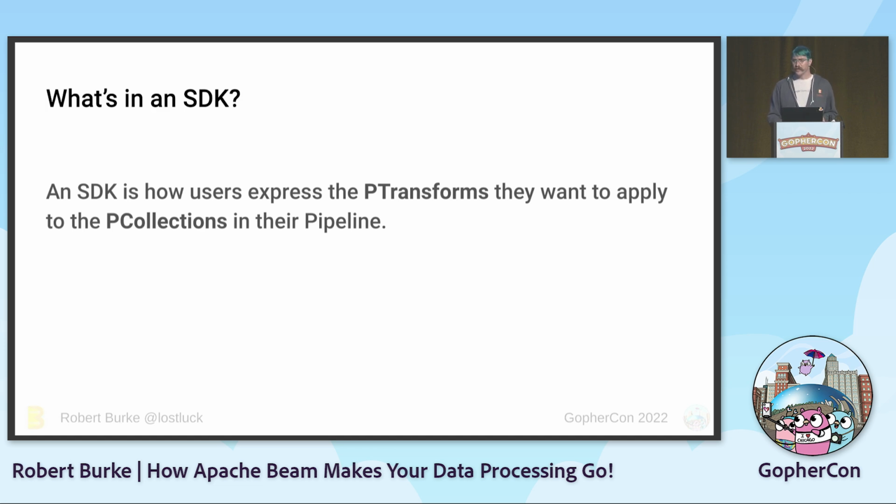So for Beam, an SDK is an implementation of Beam's abstract model. A simple interpretation of this is how users express the PTransforms, the manipulations you want to do with your data, and the actual collections of data in a pipeline. The SDK is there to make sure that everything makes sense, and that it can execute your DoFns, as we can call them, at pipeline execution time, while catching potential runtime errors earlier at pipeline construction time. So let's see how that looks for Go.